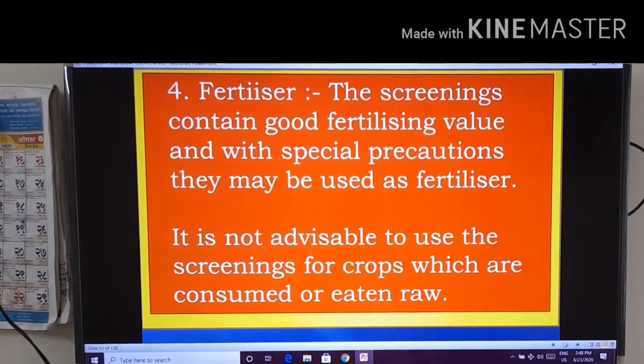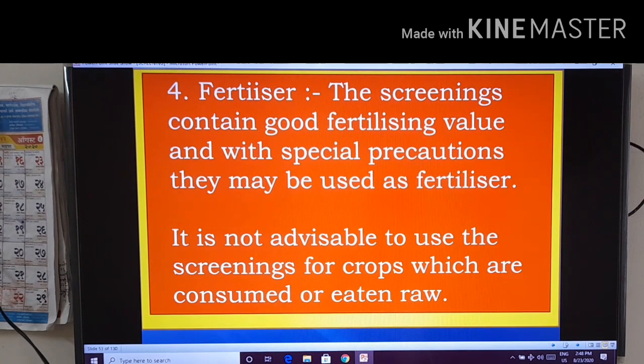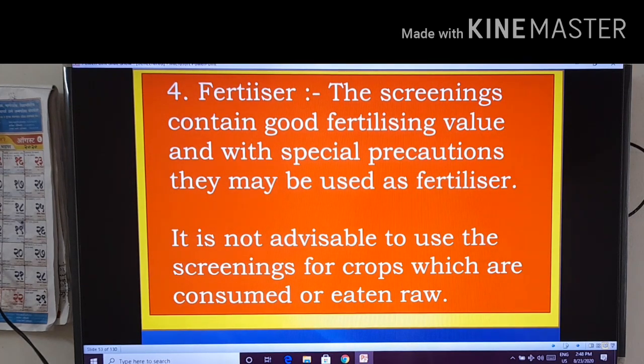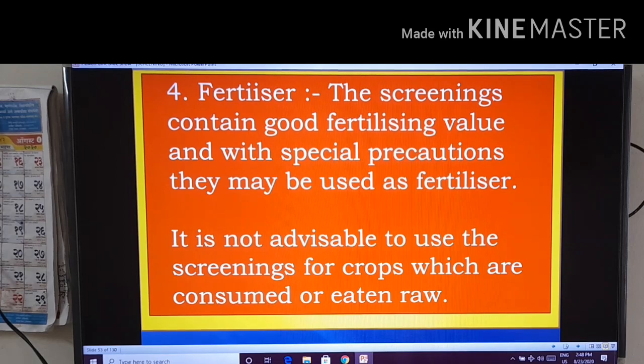Fourth type, fertilizer. The screenings contain good fertilizing value and with special precautions they may be used as fertilizer. It is not advisable to use the screenings for crops which are consumed or eaten raw.